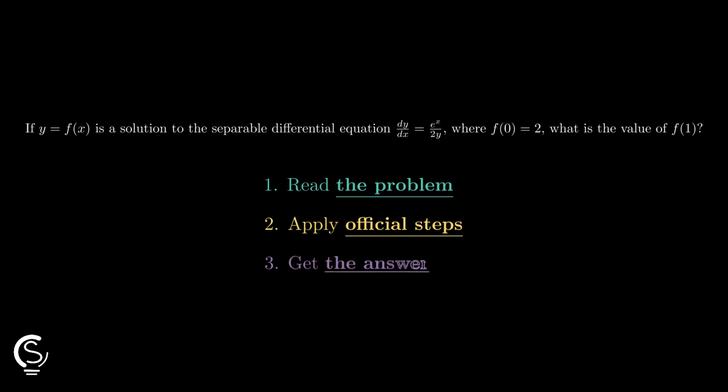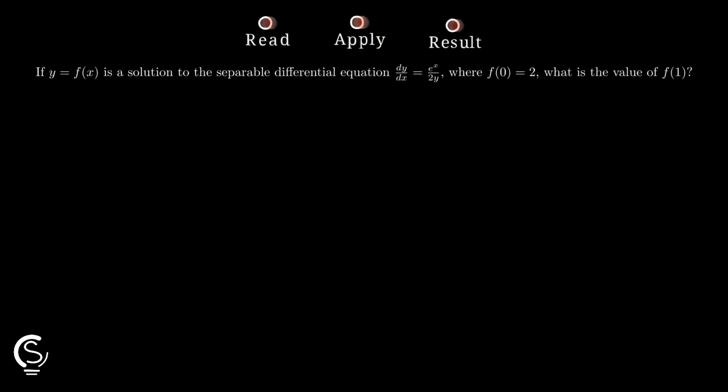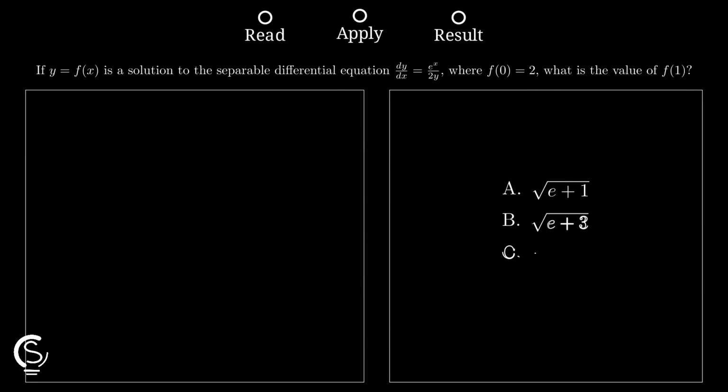Let's level up. Solving this separable differential equation is actually super fast if you follow these steps. Let's find the value of f of 1 right now. First, we separate the variables by moving 2y to the left and e to the x to the right. Integrating both sides gives us y squared equals e to the x.